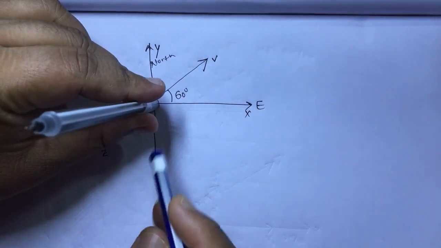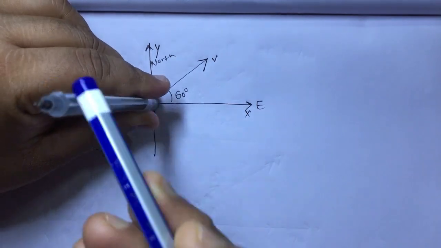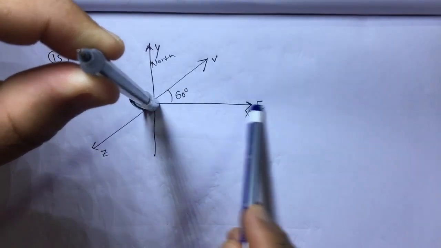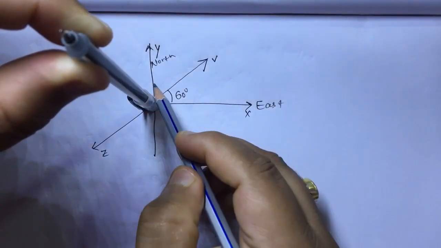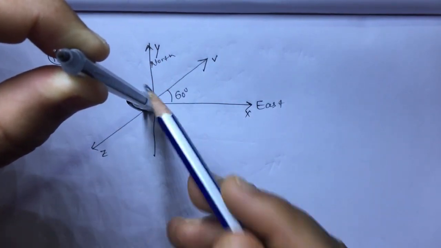Z axis is like this. You cannot show it on the paper, that is why you are showing this. So this is your z axis, this is x axis, this is y axis, and here I can tell this x is the direction of east. Okay, this is y as direction of north, and this z is the vertical direction.